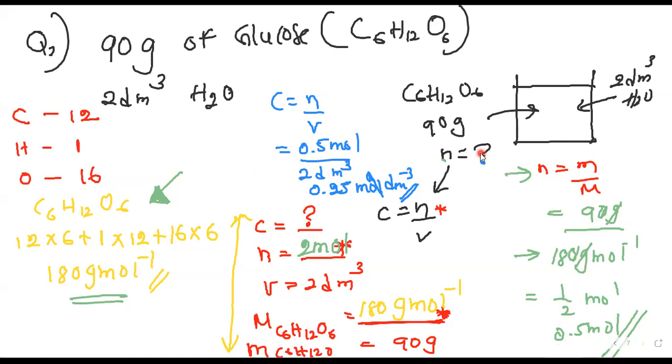That means we have found this. When you dissolve 90 grams of glucose, how many moles of glucose have you dissolved? 0.5. Now we know that we can find the concentration. How? Because we know the number of moles, 0.5 moles, dissolved in 2 decimeter cubes. When you divide 0.5 by 2, you get 0.25 moles per decimeter cube as the concentration. Do you get it? That's simple. But follow the procedure, follow the steps, so then you will not go wrong. Okay, quickly do that.